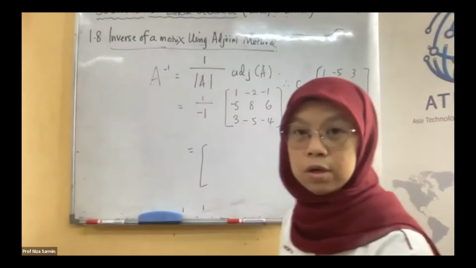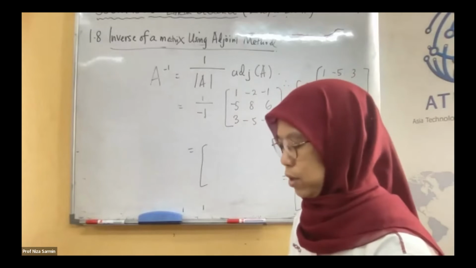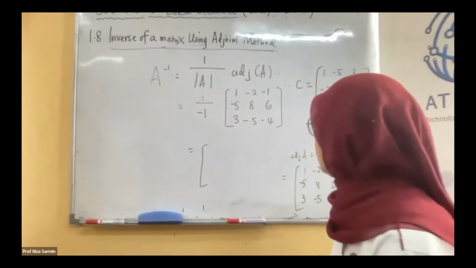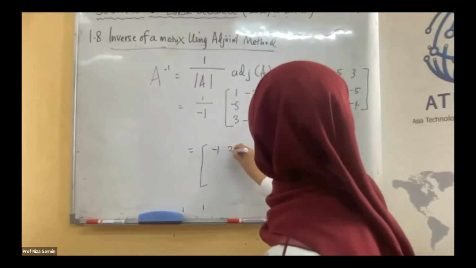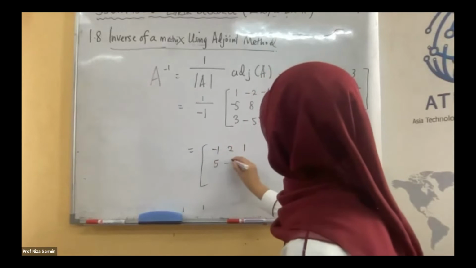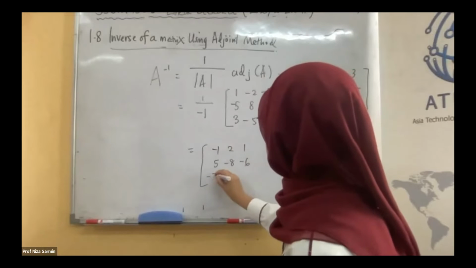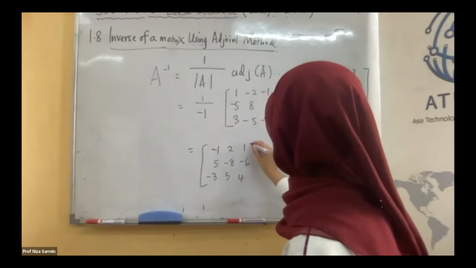Everything you divide by negative 1. Okay. So negative 1, 2, 1, 5, negative 8, negative 6, negative 3, 5.